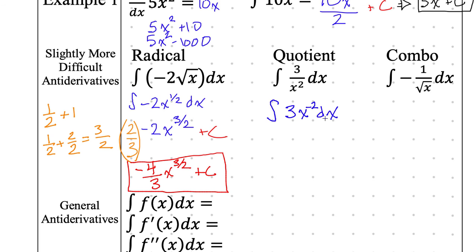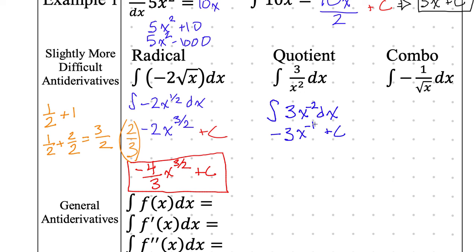All right, we've changed the form. Time to actually take the antiderivative now. I'm going to do what to the power? So it's going to be -1. And then I'm going to divide by -1. When I divide by -1, that's the same thing as multiplying by -1, which is just -3x to the negative power plus c. Exactly.